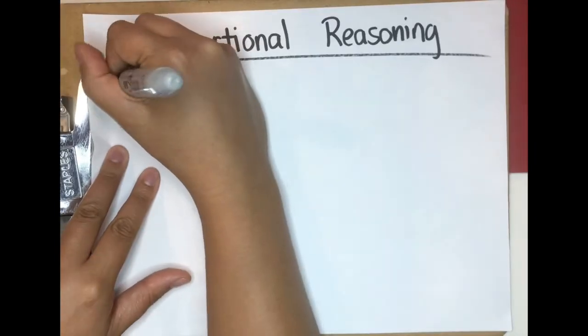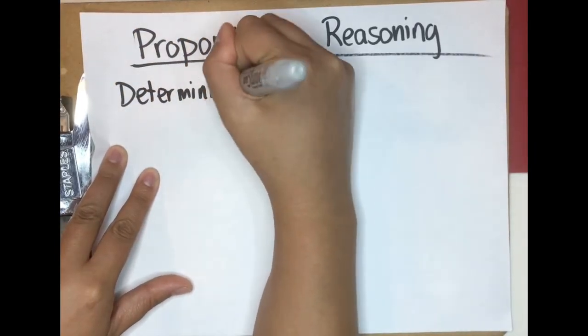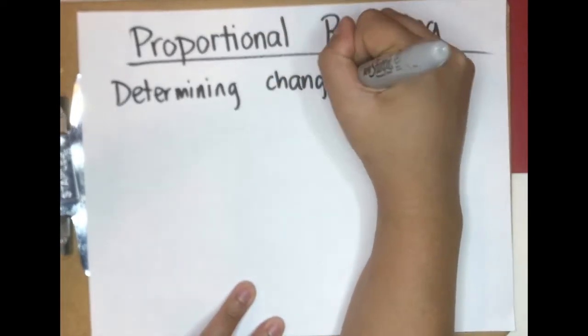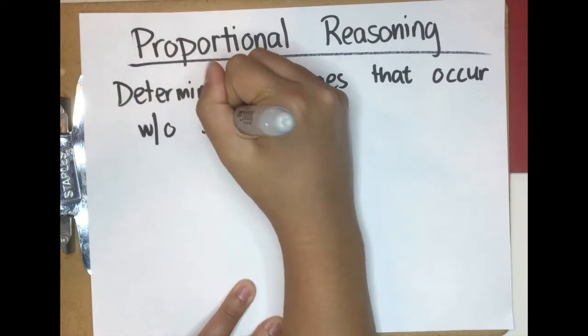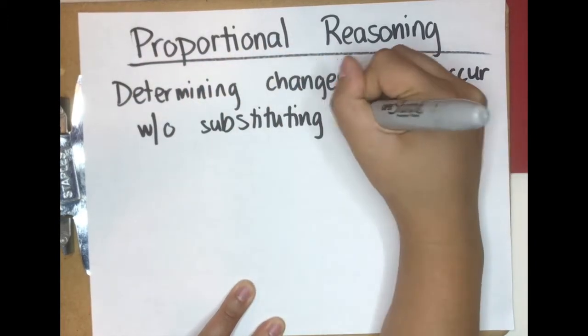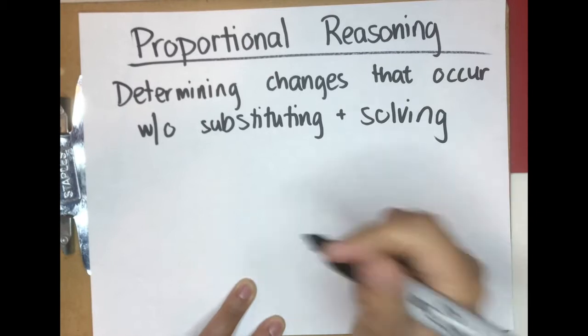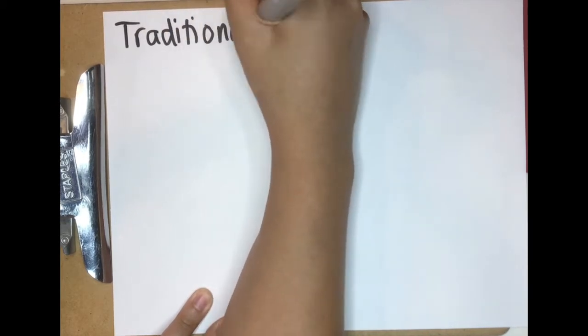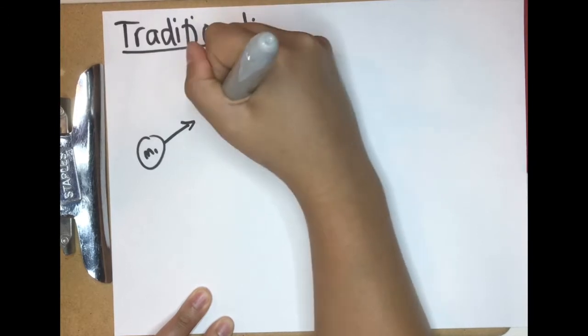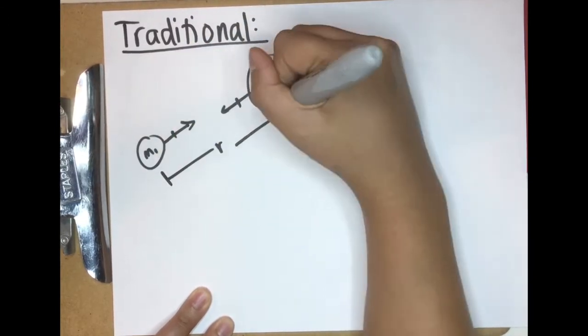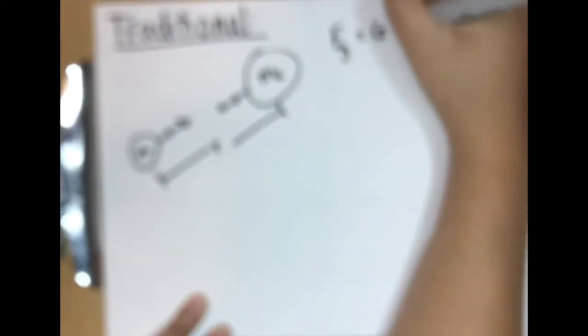Proportional reasoning is a method in which you'll be able to determine the outcome of an equation based on the changes that are made to the variables. And you'll be able to do this all without the hassle of substituting and solving. You may be asking yourself that substituting and solving wasn't that bad, but what if you had a more difficult equation to work with? So in this example, we'll examine the traditional problem-solving method, and I'll show you how proportions makes it better. So let's freeze this for a second.